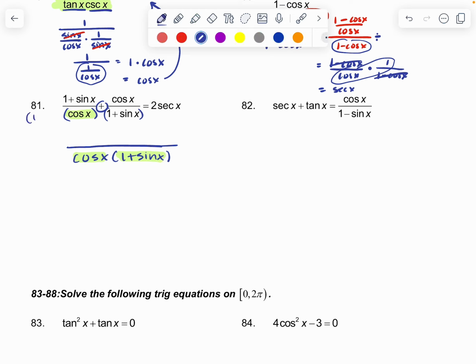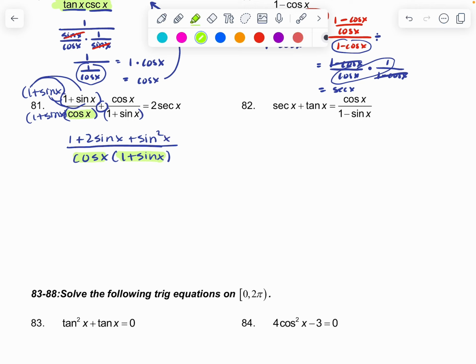So I'm going to multiply this by 1 plus sine x, which means I'm going to multiply this by 1 plus sine x. Okay, now this ends up being a FOILing problem. So here we've got 1 times 1 is 1. Then we have 1 sine x plus 1 sine x, which is 2 sine x. And then we have sine x times sine x, which is sine squared x.